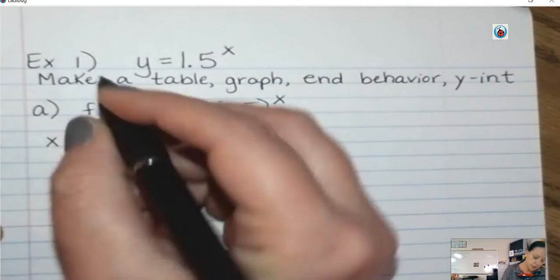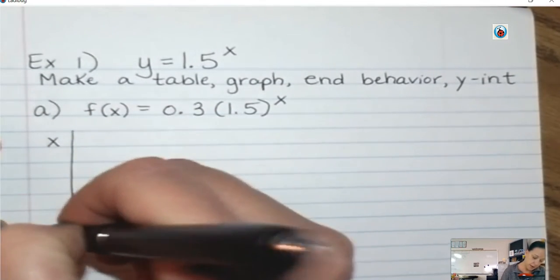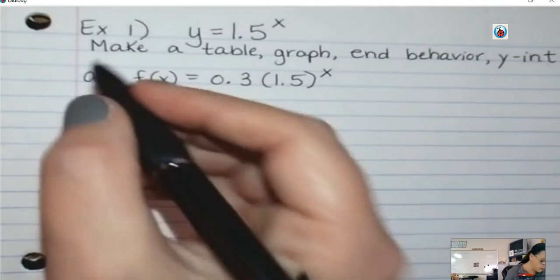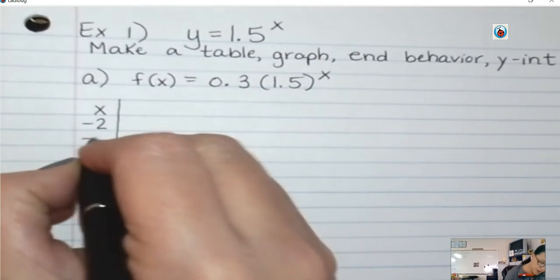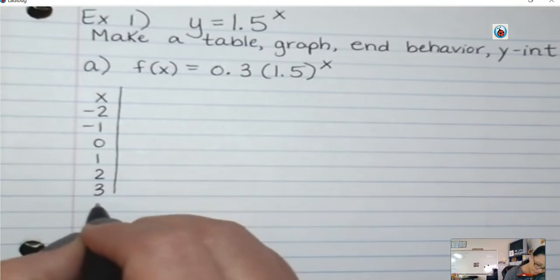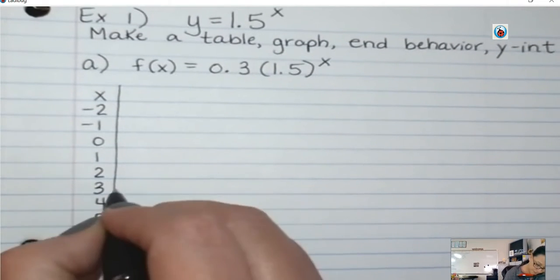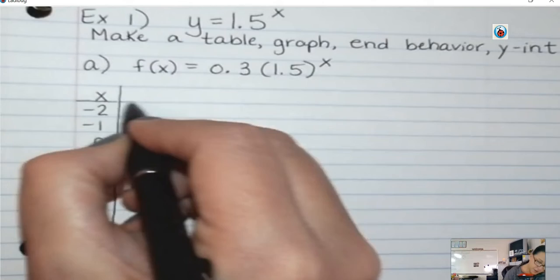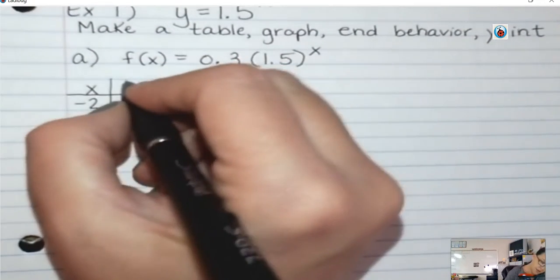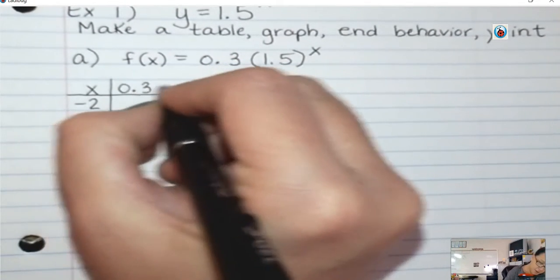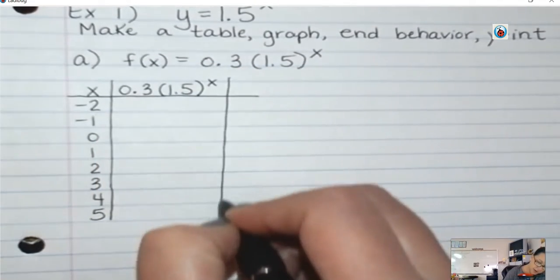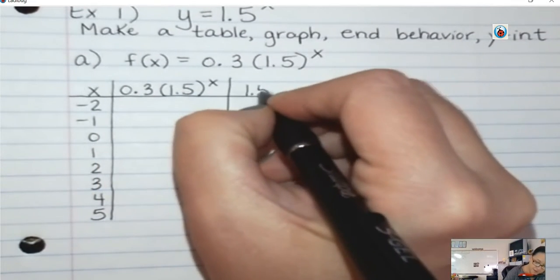The first thing we're going to do is make a table of values. The x's that I would like you to use are from -2 up until the number 5. From -2 to +5. I want you to tell me what the y values are for the equation and what are the y values from the original 1.5 to the x power.